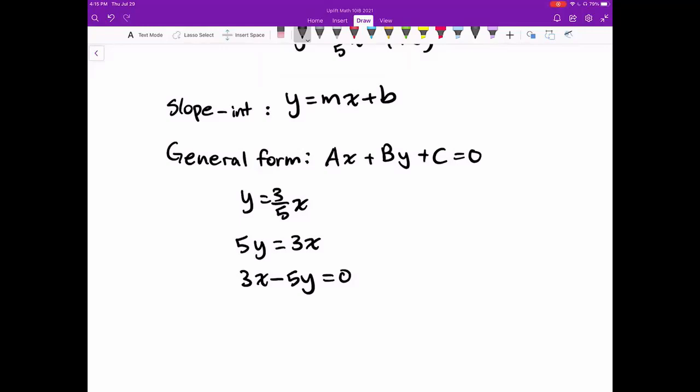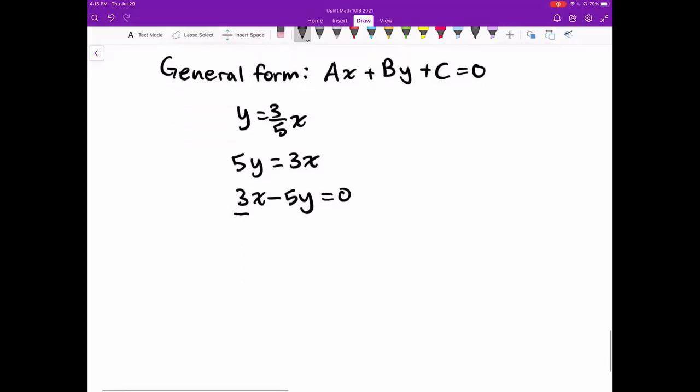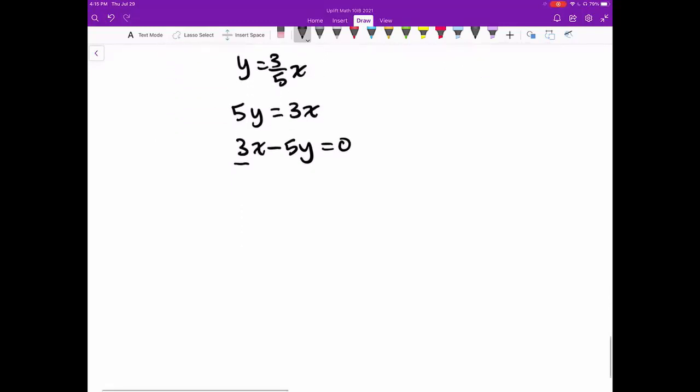Yeah, so the coefficient of x has to be positive. So if it's not positive, then you want to remove everything to the other side and basically flip everything. Just as an extra note. Here, we can try another one.